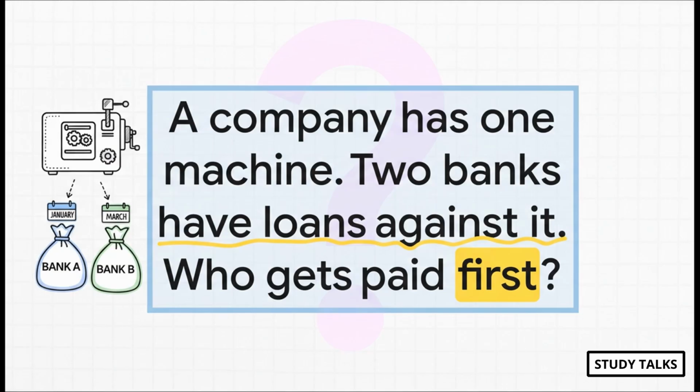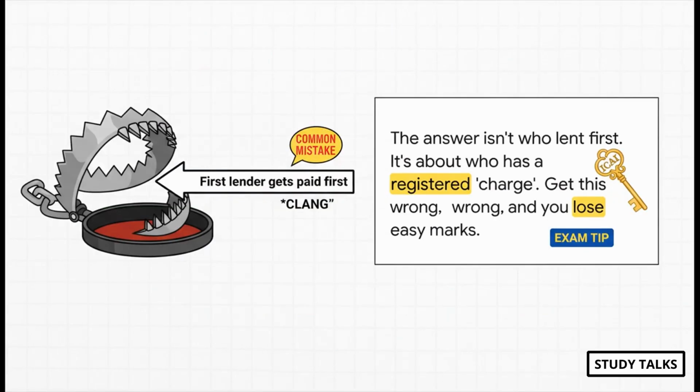Bank A, because they were first in line? What do you think? If you thought Bank A just because they lent the money first, you've just fallen for the trap. The real answer has nothing to do with the date of the loan. It's all about a powerful little concept called a charge, and even more importantly, whether that charge was registered. This is exactly where marks are won and lost, so let's make sure you're on the winning side.